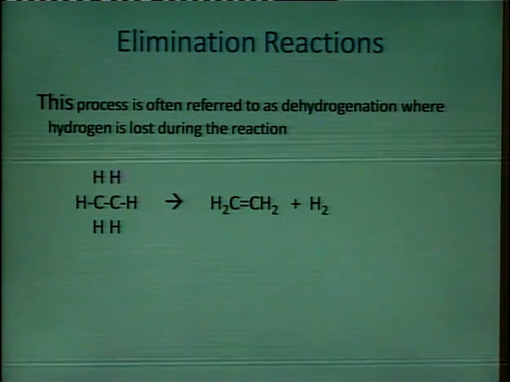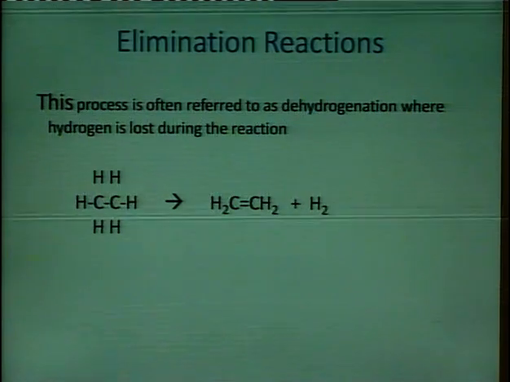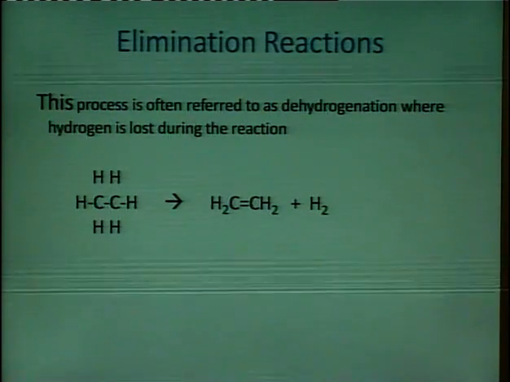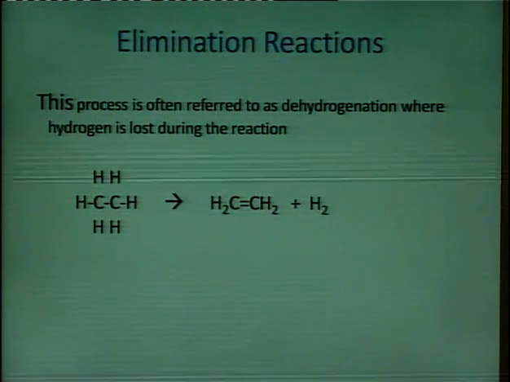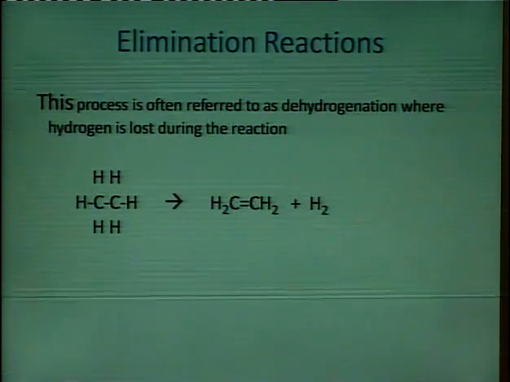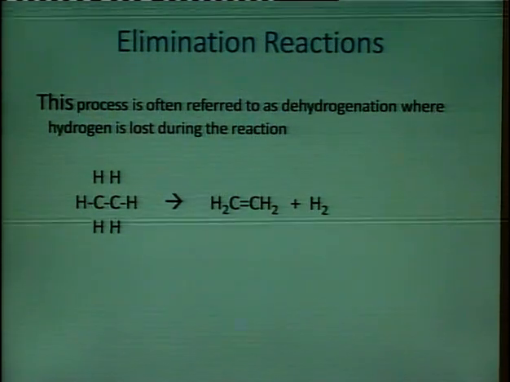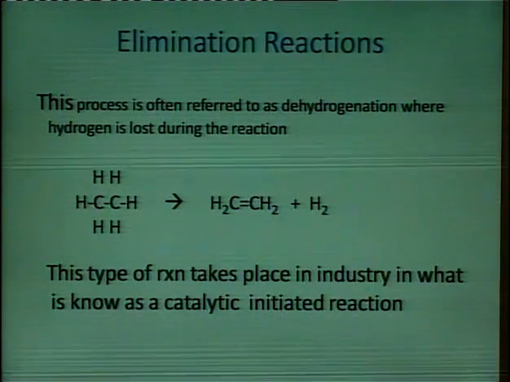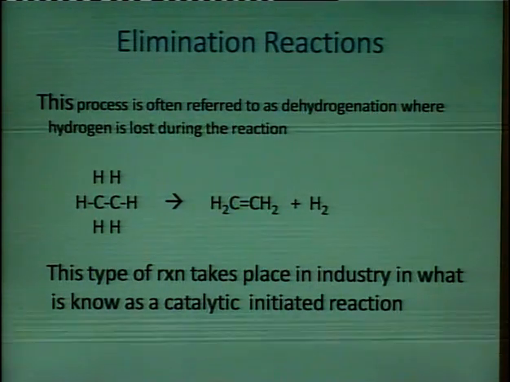Discussing an example of the elimination reaction, ethane loses a hydrogen molecule and alkene, or ethene, is formed. This type of reaction is also known as dehydrogenation, and it happens in the presence of a catalyst, that is platinum or palladium. This type of reaction takes place in industry in what is known as a catalytic initiated reaction.